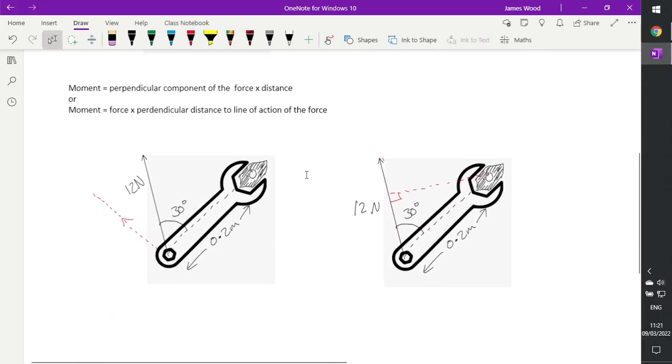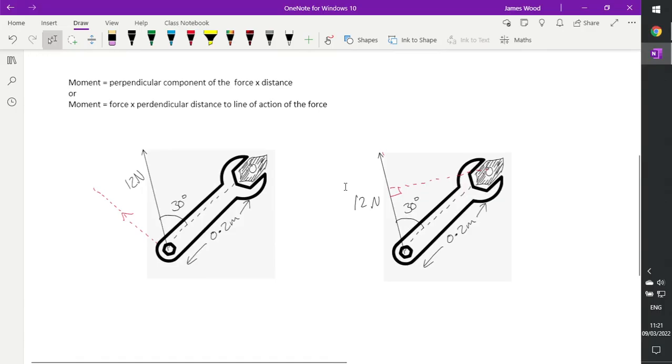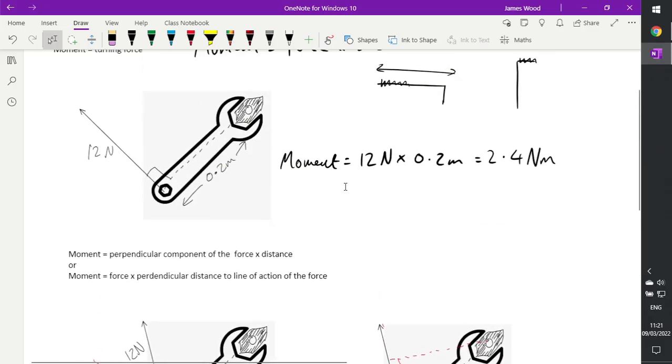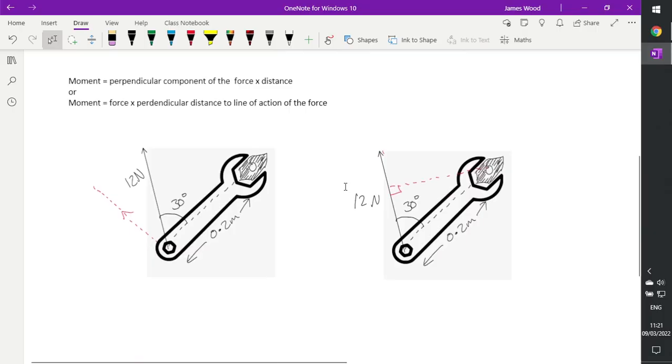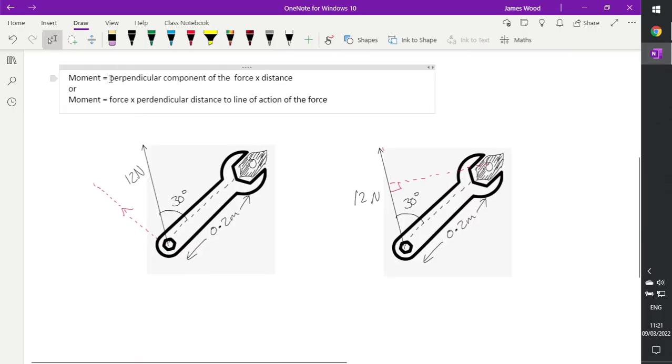Okay. So coming back onto this slightly more complicated definition. If we've got a force at an angle, in the first example it was easy because it was perpendicular. But really our stricter definition is either the perpendicular component of the force times the distance, or the force times the perpendicular distance. Now here I've got exactly the same example, but I've just drawn the diagram slightly differently.